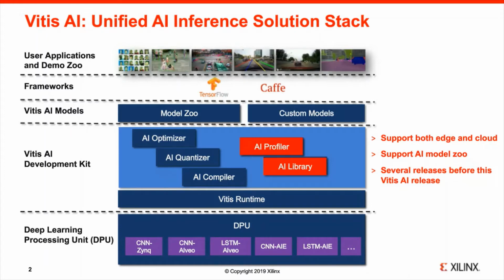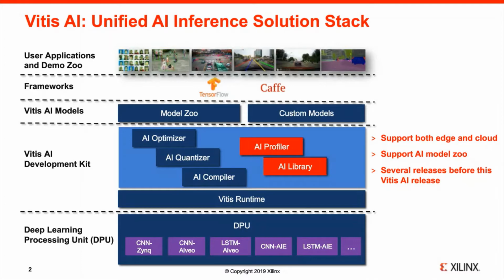The second aspect is unification of the platforms. I don't know how many of you have used the DNNDK or XFDNN before. They were totally different architectures. DNNDK is the official solution for the edge platforms, while XFDNN is for cloud. And they have been unified now, and both are under this Vitis AI brand.